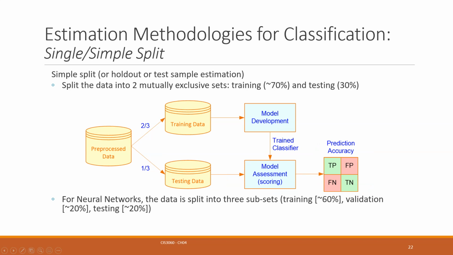Well, this is a very common practice, and it's usually the 2/3 to 1/3 split, or the 70-30 split, used in most classification type models. However, depending on the data mining model used, such as neural networks, sometimes it's split into 3 sets, such as 60% training, 20% validation, and 20% testing. As you learn more about different types of models, you'll know that how you split your training and testing data can change over time.